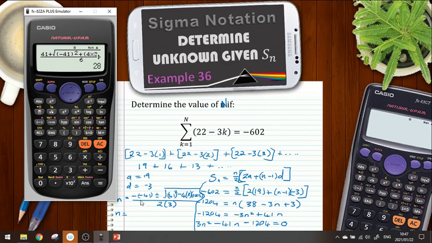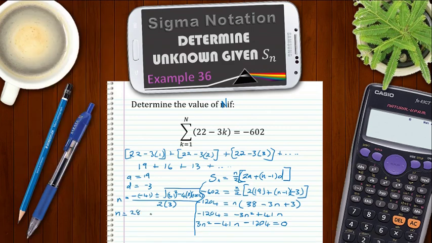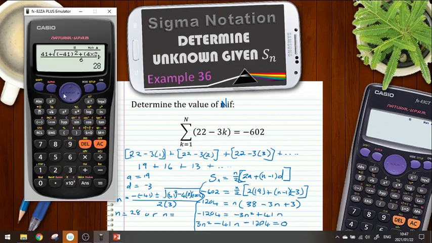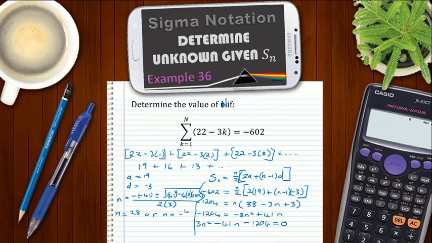Okay, so n is 28, or n is negative 43 over 3. Right, so obviously this one is not applicable. And then our final answer, so our n then is 28.